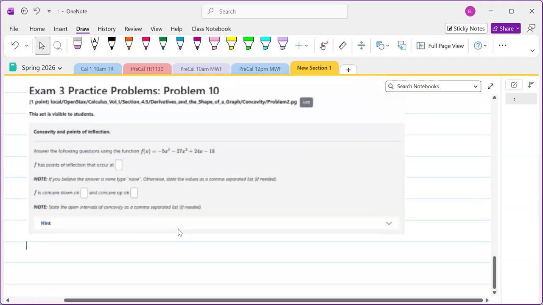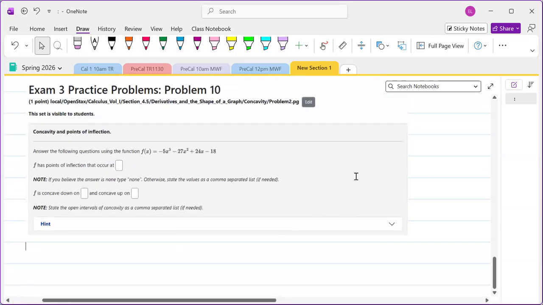So we're going to look at problem 10. We've got a lovely little function here, and it's asking, where do the inflection points occur? Where is it concave down? Where is it concave up? And at the end, it says, note, state the open intervals of concavity as a comma-separated list.